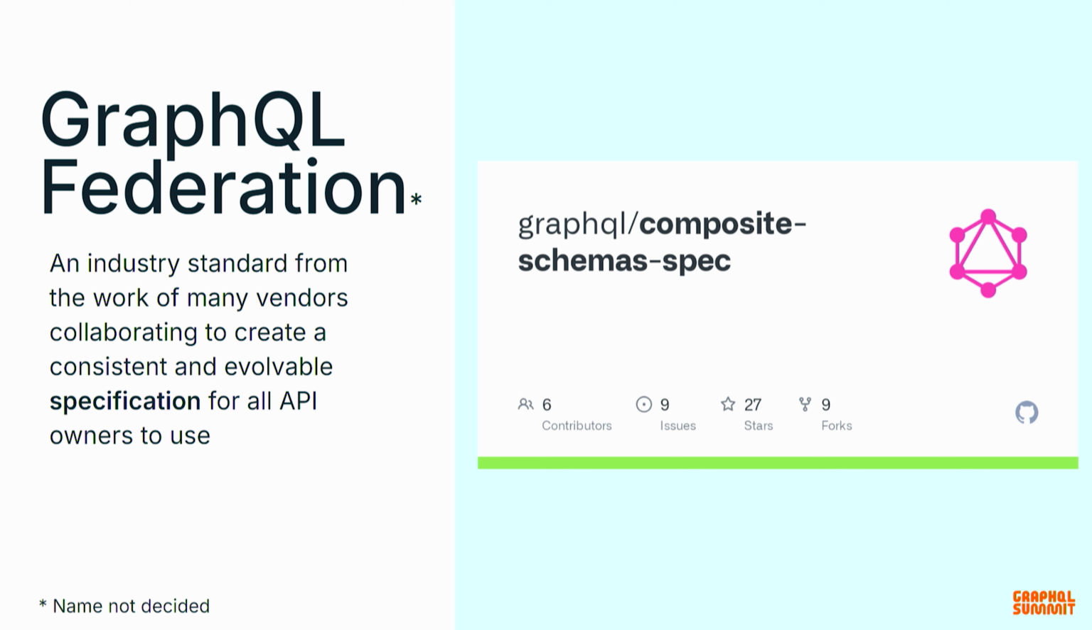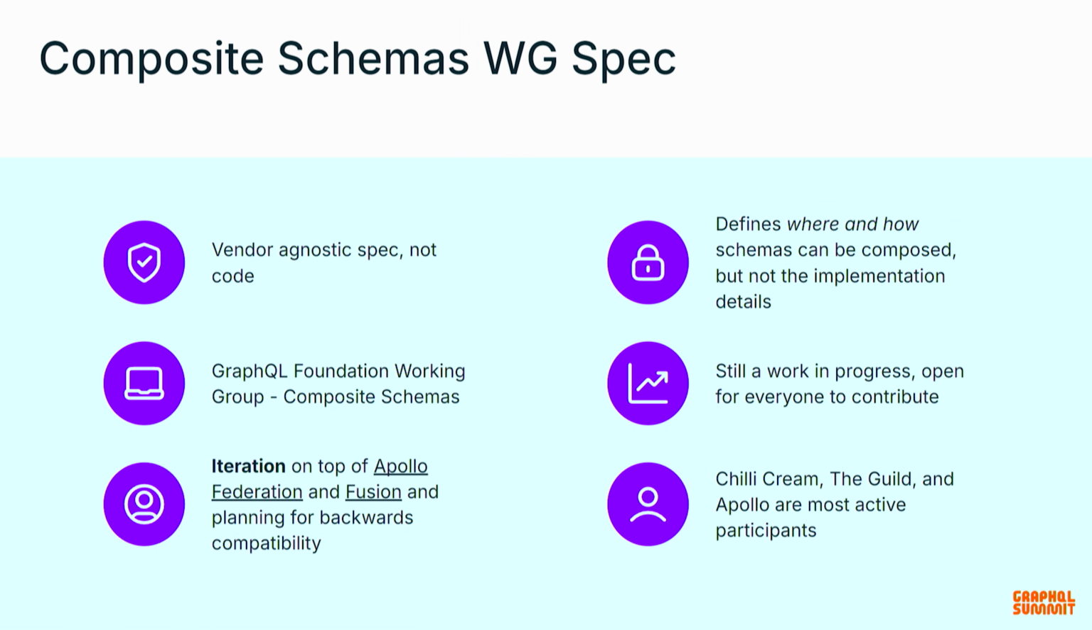But our goal is to create an industry standard that would be a collaboration from many different GraphQL vendors that will hopefully create a consistent and available specification for you, the API owners, to use, right? We want something that is adopted across the entire vendor ecosystem of GraphQL. If you want to learn more, you can check out the GraphQL Composite Schemas spec repo, which is in the GraphQL org. A lot of the work is happening in pull requests and documents, so it's still early phases, but if you want to read up more, you can do that there on the GitHub repo.